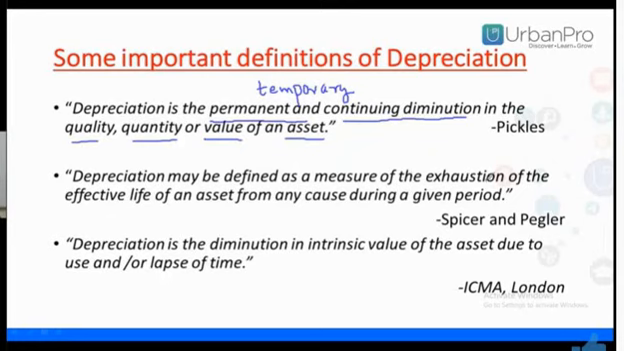Depreciation will be defined as a measure of exhaustion of the effective life of asset of any cause during the given period. Like if we use any asset, then it will remain for some years. It gets exhausted after some years. It has some effective life. So for that effective life, we charge depreciation. This is the second definition.